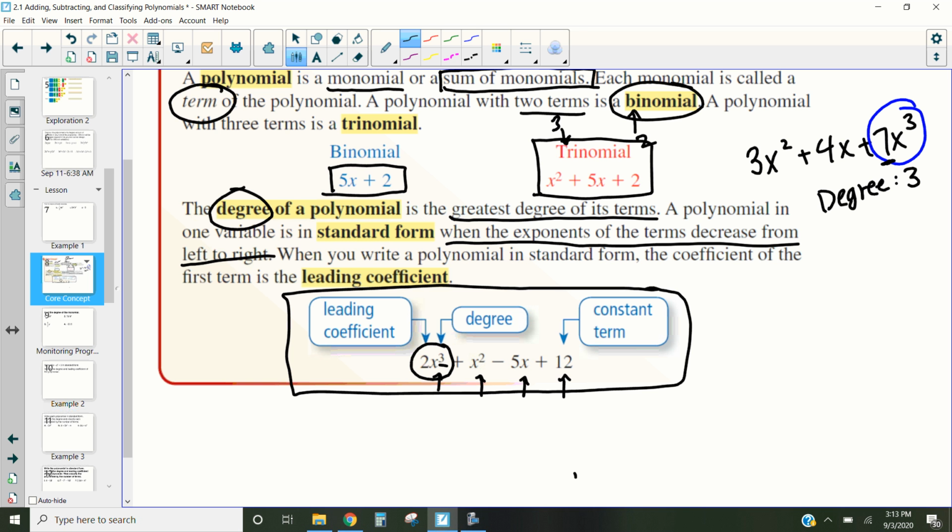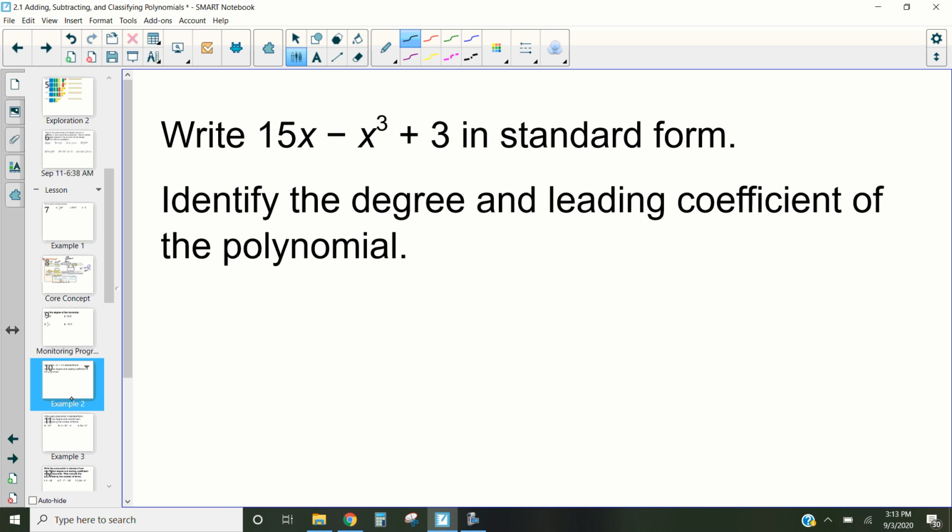So we are going to take a look at some examples where we write things in standard form, we identify how many parts they have, so whether they're a monomial or a trinomial or a binomial, and we're also going to identify their leading coefficient and their degree. So let's take a look. This first example here, we are going to write 15x minus x to the third plus 3 in standard form. And then we will identify the degree and the leading coefficient.